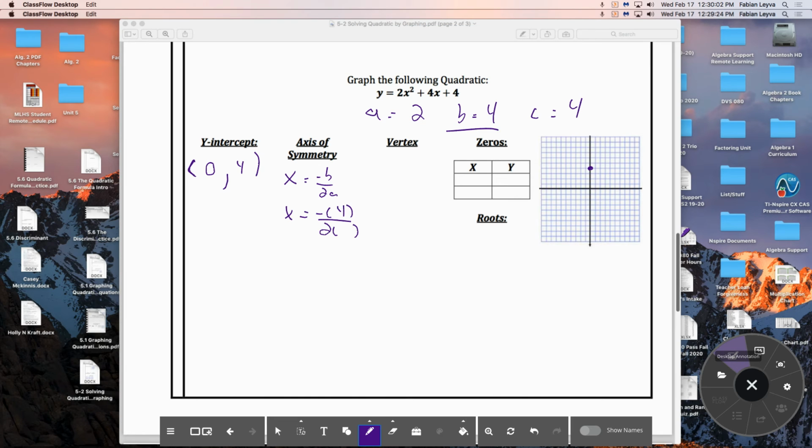Your b is 4. Your a is 2. Negative times 4 is negative 4. 2 times 2 is 4. Negative 4 divided by 4 is a negative 1. So x equals negative 1.